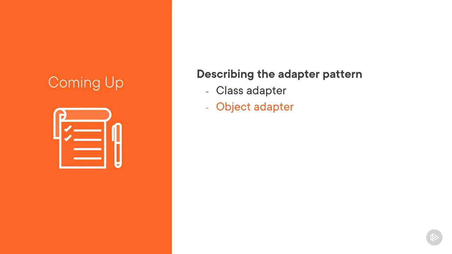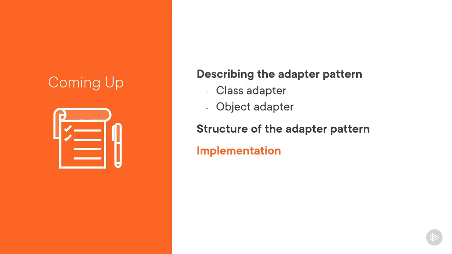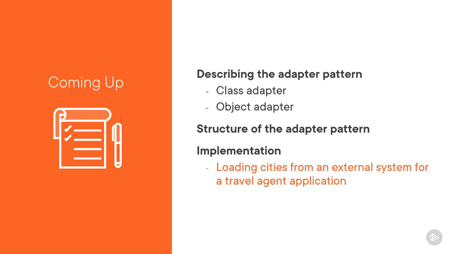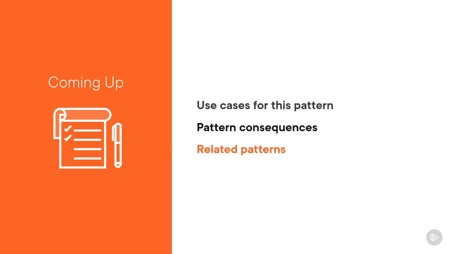We'll start by describing the pattern, which will quickly lead us to two different variations, the class adapter and the object adapter. We will look into the pattern structure, and as a real-life example, we will use a travel agent scenario that needs to load cities from an external system. We'll continue with learning about use cases for this pattern and pattern consequences, which can be both positive or negative. We will end the module by looking into related patterns.